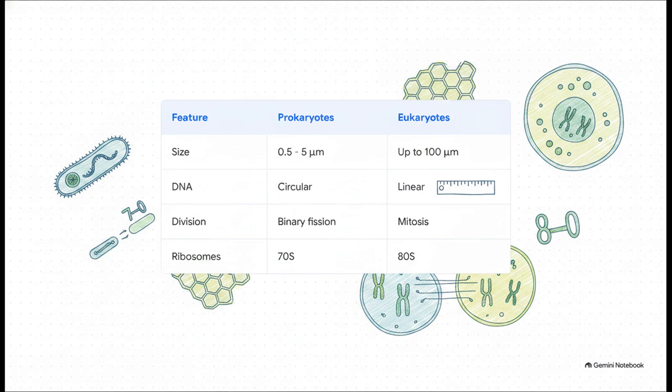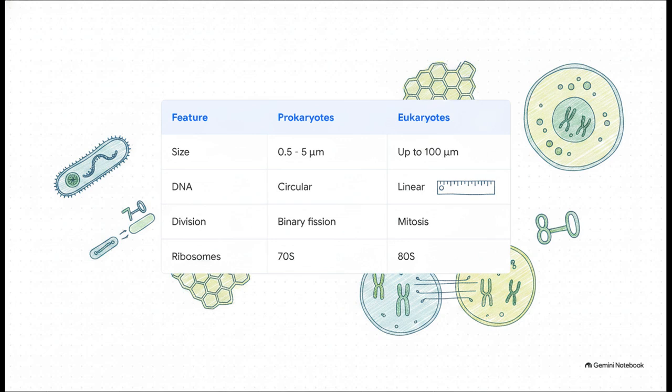Let's walk through this side-by-side comparison. First, just look at the sheer difference in scale. Prokaryotes are a tiny 0.5 to 5 micrometers, whereas eukaryotes can be massive in comparison, up to 100 micrometers across. And, like we just saw, prokaryotic DNA is circular and free, while eukaryotic DNA is linear and tightly wrapped around histone proteins. Prokaryotes divide through a simple process called binary fission, whereas eukaryotes use that complex mitosis process.